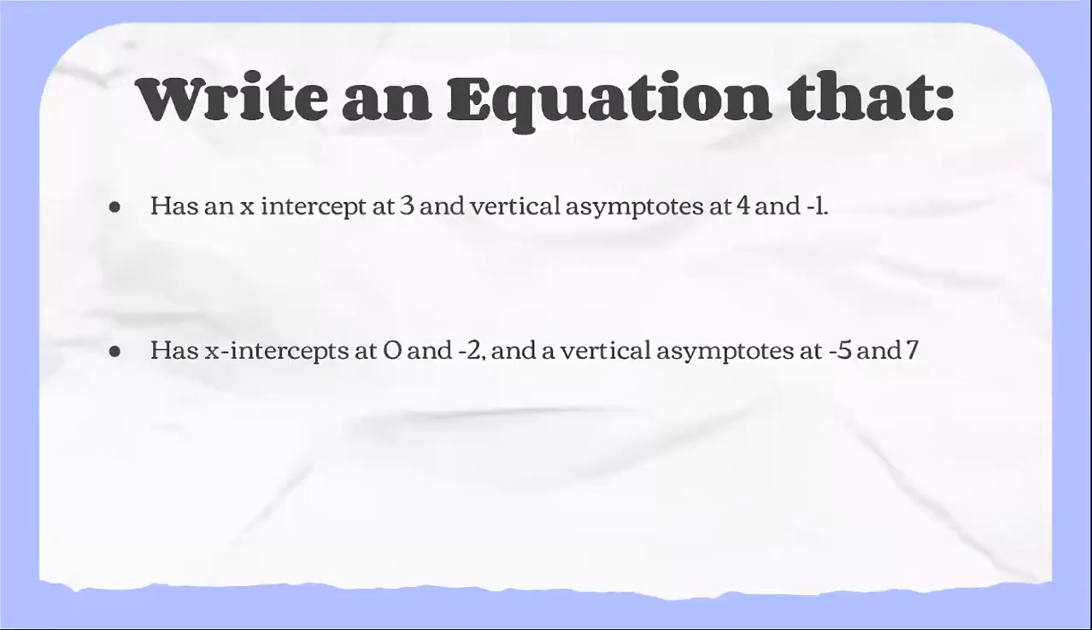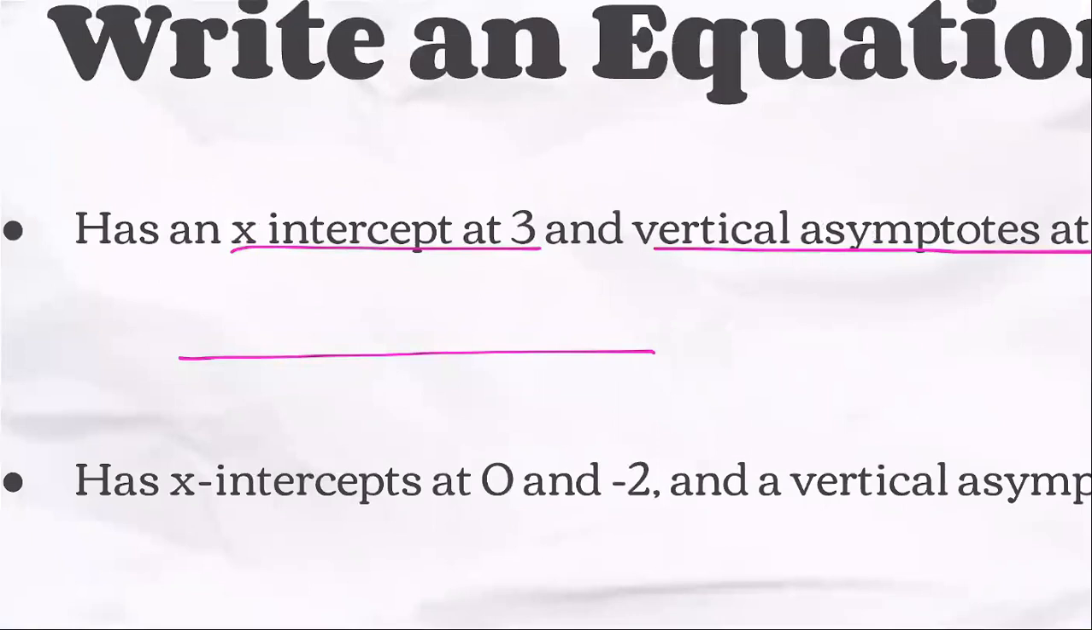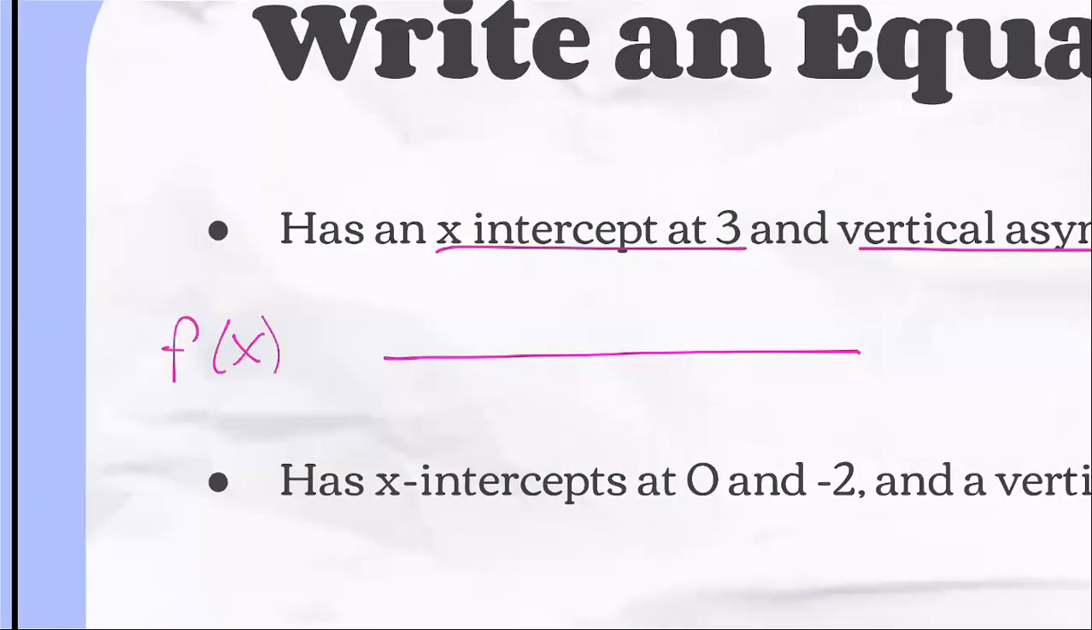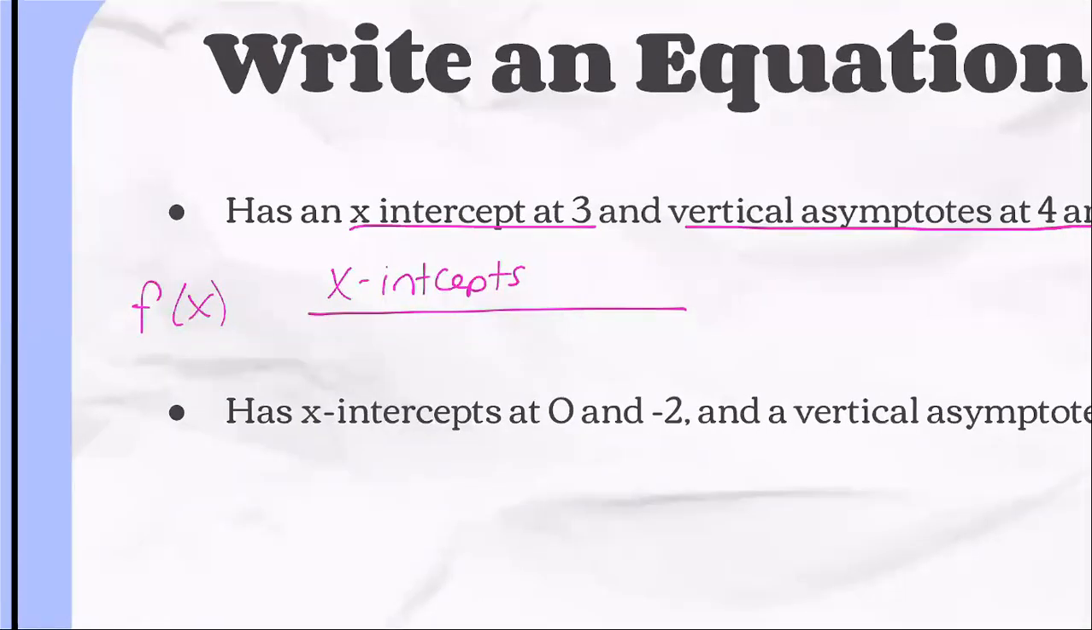All right, guys, I'm going to go ahead and skip over that other one. And let's look at writing an equation. So I want to write an equation that has an x-intercept at 3 and vertical asymptotes at 4 and -1. Okay, so let's think about this. An x-intercept at 3. X-intercepts, we know, are when we put the top equal to 0, right? So x-intercepts are on the top, and vertical asymptotes are when you set the bottom equal to 0.